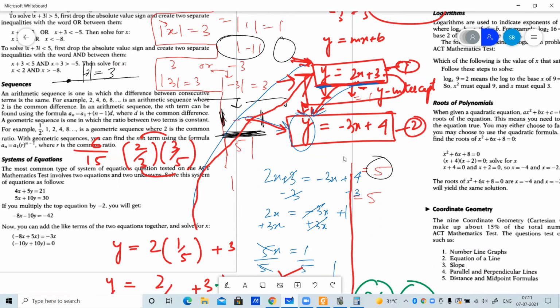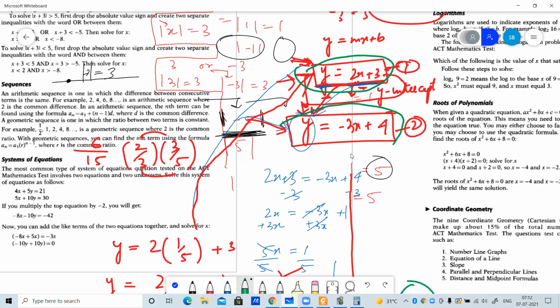Done? Is that a 3 or a 2? The first one is y equals 2x plus 3 and the second one is y equals negative 3x plus 4. Okay, I wrote it. So as you know, y equals 2x plus 3 is a line actually, and y equals negative 3x plus 4 is also a line. Now let us graph these lines on the graphing calculator.